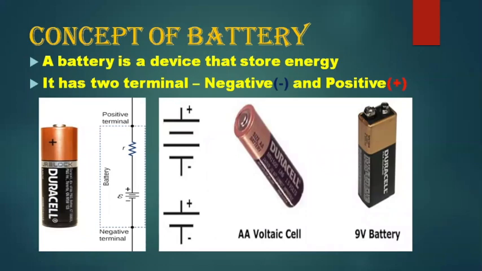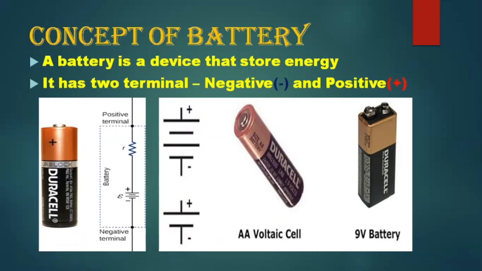Now what is a battery or what is a cell? So a cell is the one that you use in your remotes. It has two terminals, positive and negative. Positive is plus and negative is minus. Positive we generally denote with the red color and negative is denoted with the black color.